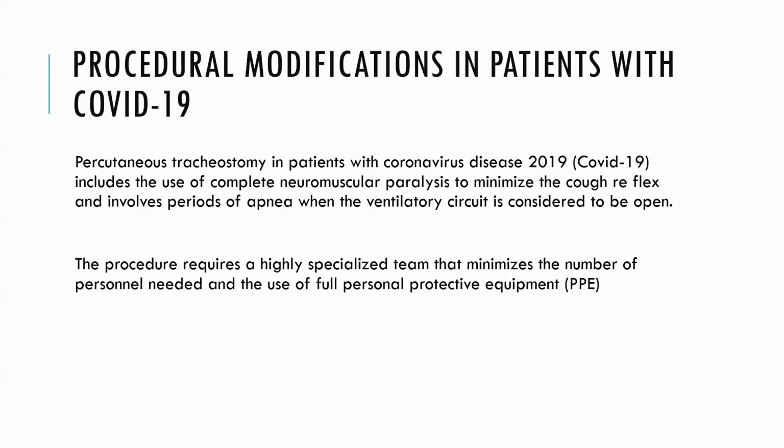Now the procedural modifications in the patient with COVID-19. Percutaneous tracheostomy in patients with coronavirus disease 2019 includes the use of complete neuromuscular paralysis to minimize the cough reflex and involves a period of apnea when the ventilatory circuit is considered to be open. The procedure requires a highly specialized team that minimizes the number of persons needed and the use of full personal protective equipment.